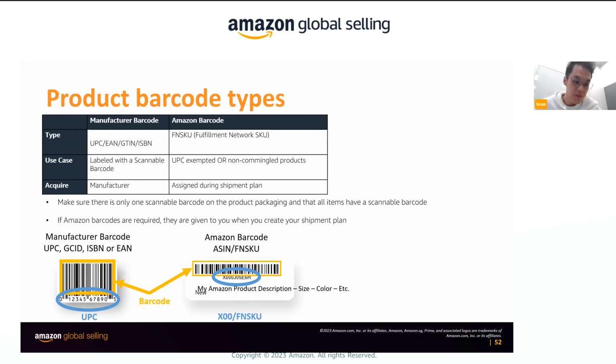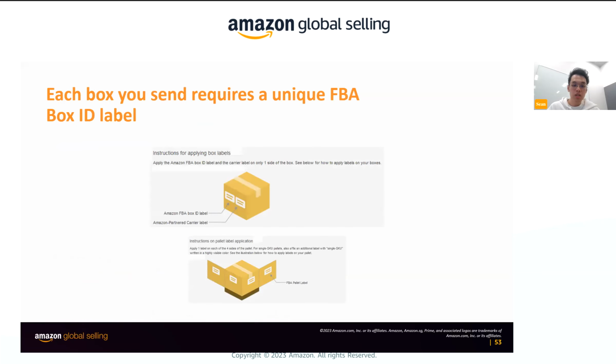Do take note that manufacturer barcodes will just have made-up numbers. The Amazon barcode that is generated for you will have its own ASIN or FNSKU, as we call it, and a short description of your products. Each shipment you send requires a unique FBA box label. Previously I mentioned the product SKU, which is for your individual product. After you have pasted it on your individual product and when you create a shipment plan, you will need another FBA label, and this will direct you to which fulfillment center you are sending it to. It also lets the fulfillment center know that this particular shipment is arriving.